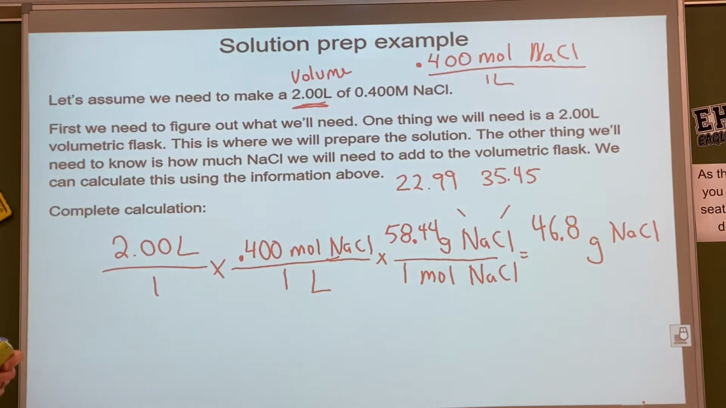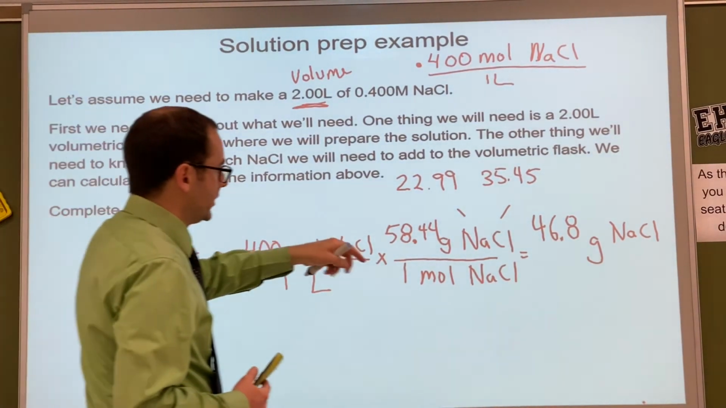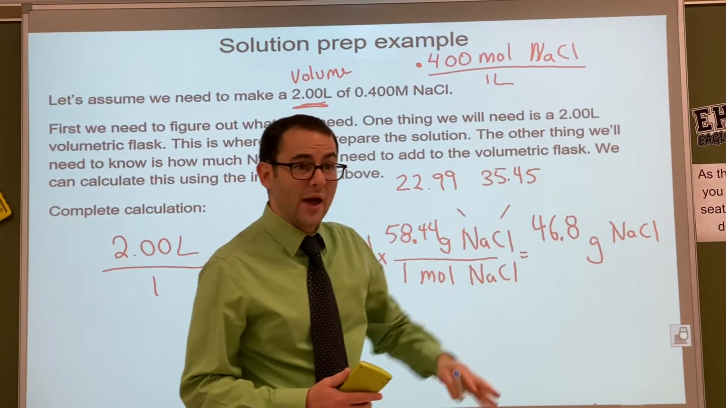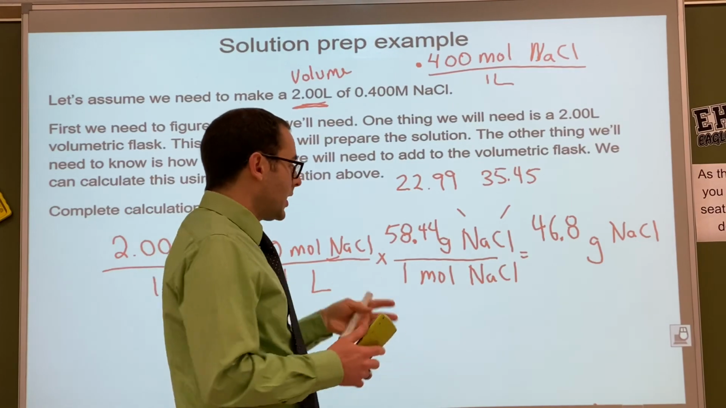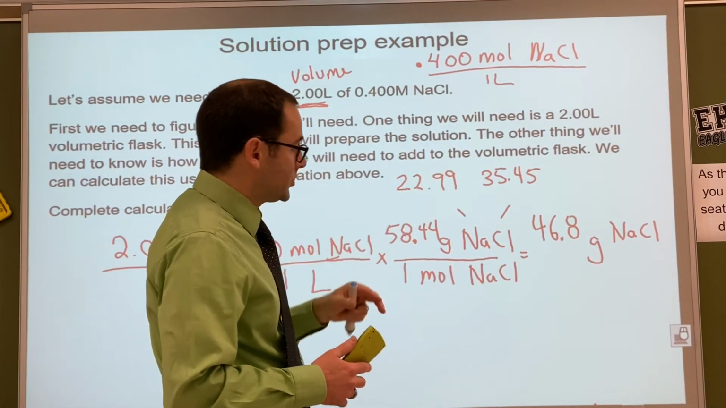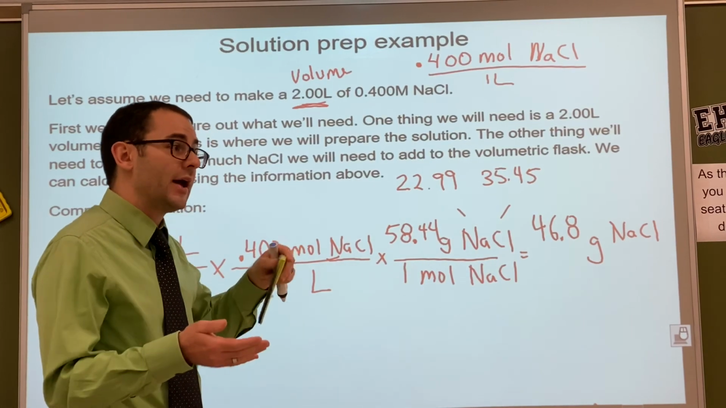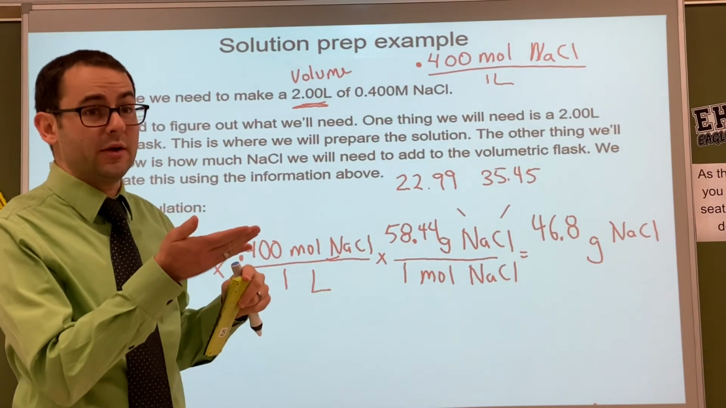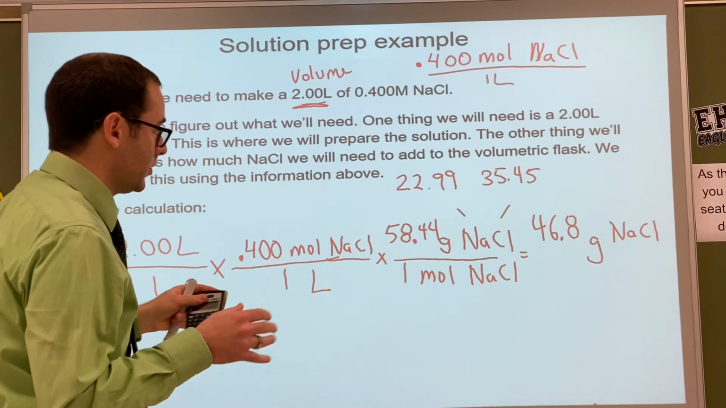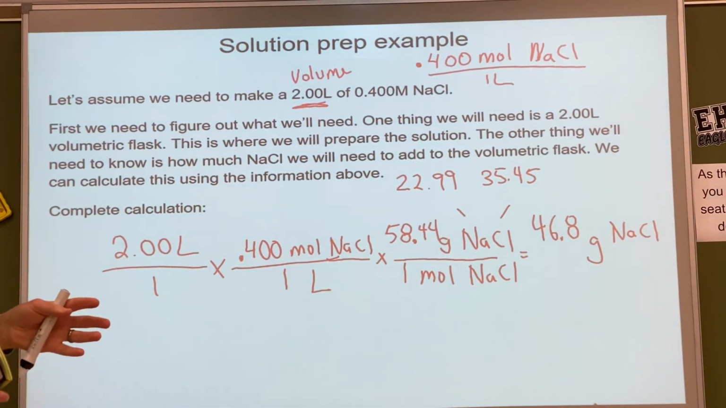Is everybody cool with that? So now that we know how many grams we're going to need, this is what you would find on the balance. Then you would add this to your volumetric flask, and then add enough distilled water to bring it up to the line, basically. There's a couple more steps we'll go over, but that's the general idea of this. Good?